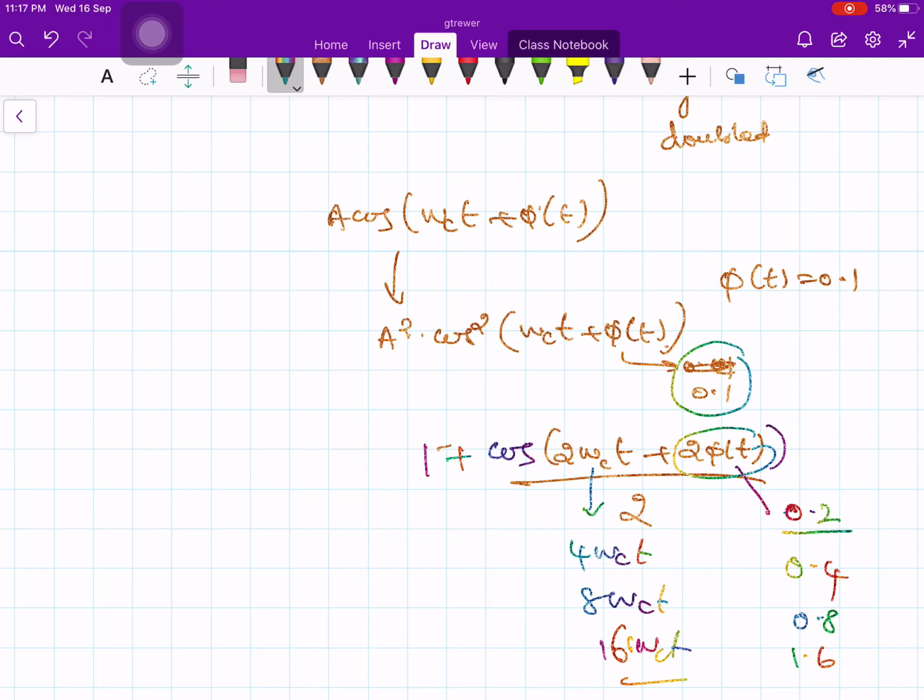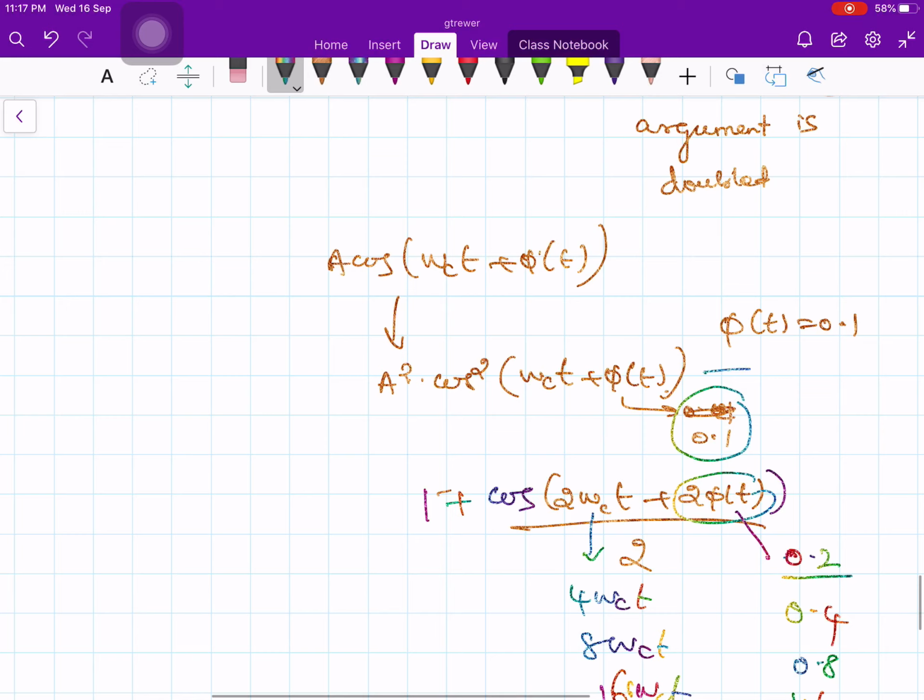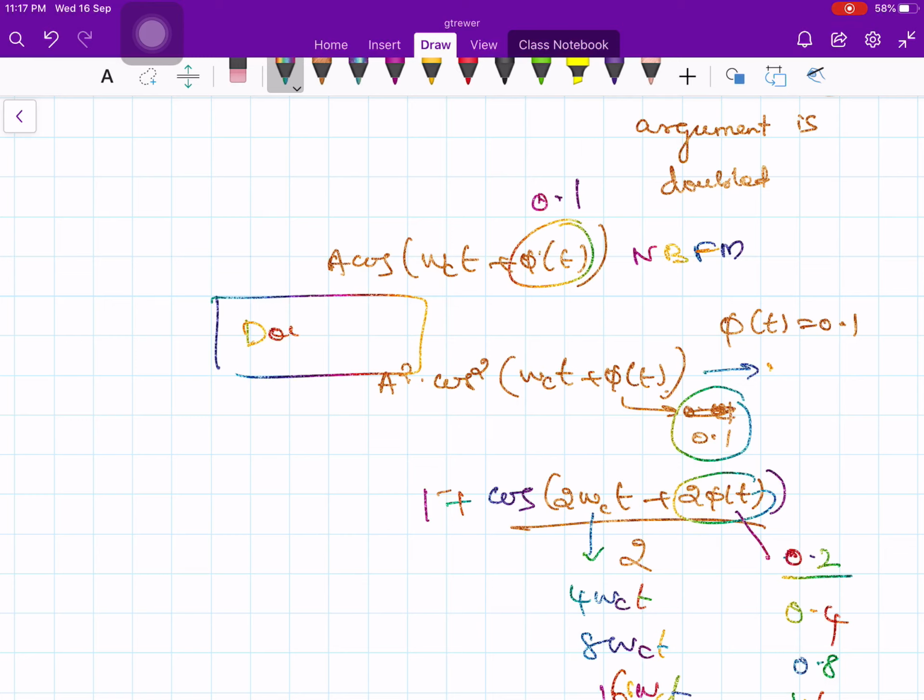So your frequency multiplier will convert the narrowband FM signal into wideband FM signal, right? Originally, this is my narrowband FM signal. Here my phi of t value is 0.1. If you pass this through a frequency doubler, what will happen? Your phi of t becomes 0.2.